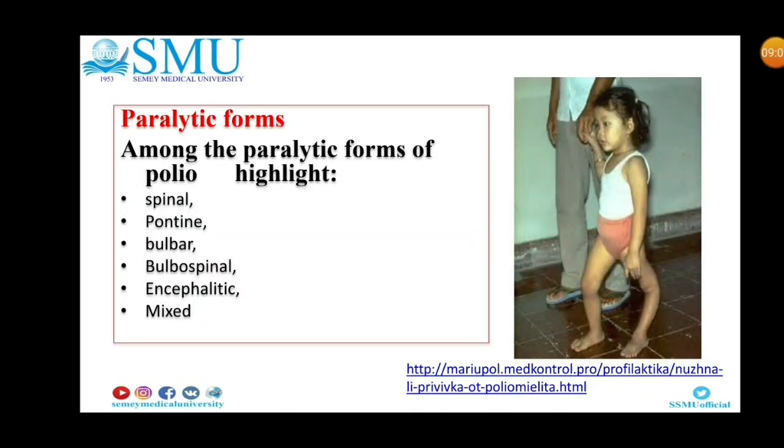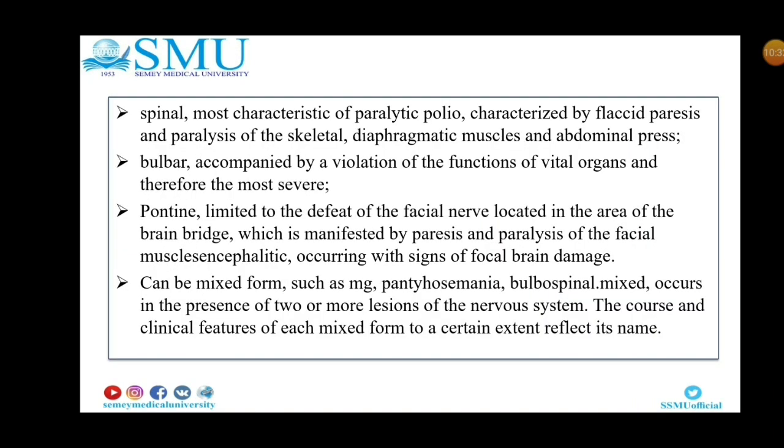Paralytic forms. Among the paralytic forms of polio, we highlight spinal, pontine, bulbar, bulbospinal, and encephalitic. Paralytic polio is characterized by flaccid paresis and paralysis of the skeletal, diaphragmatic muscles and abdominal press. The bulbar form is accompanied by a violation of the function of vital organs and is therefore the most severe.